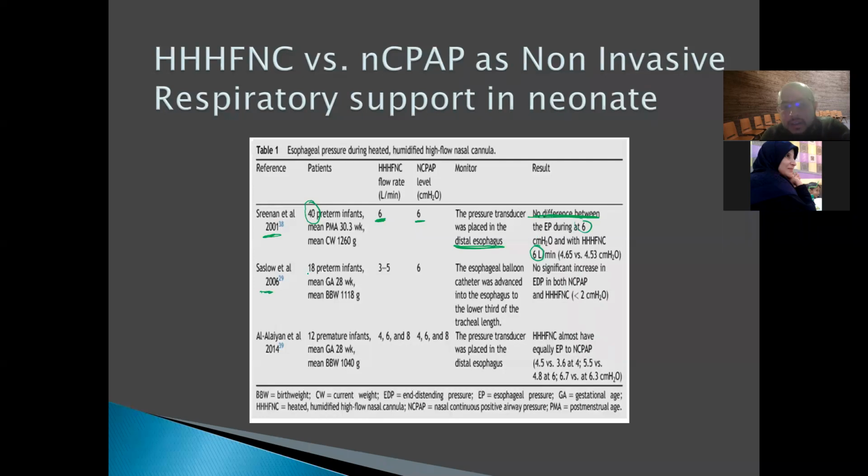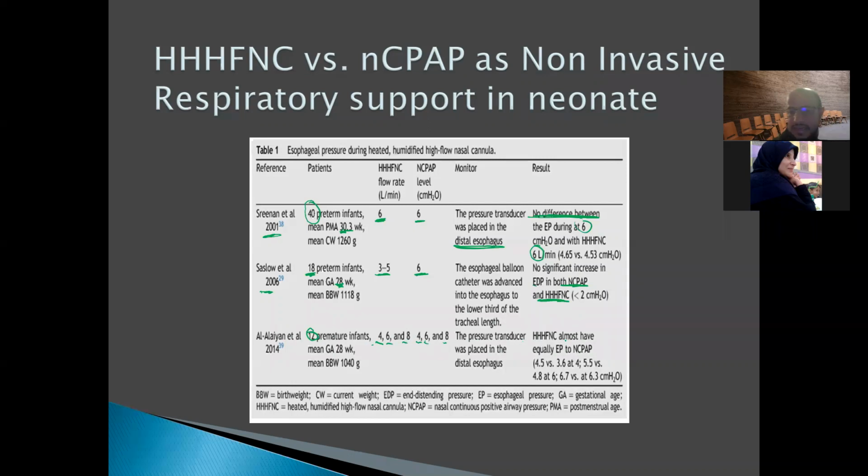Also, there's a 2016 study, although it's a pilot trial on 18 babies. You can see most of them are bigger babies, around 28 weeks. They tried 3 to 5 liters versus 6 liters, and the same finding. They used the catheter to monitor the pressure, and they found there is no difference between nasal CPAP and high flow. There's another study, 2014, also a pilot trial, on 12 babies. They tried different high flows, 4 liter, 6 liter, 8 liters versus CPAP of 4, CPAP of 6, and CPAP of 8. And it was also almost equal to nasal CPAP.